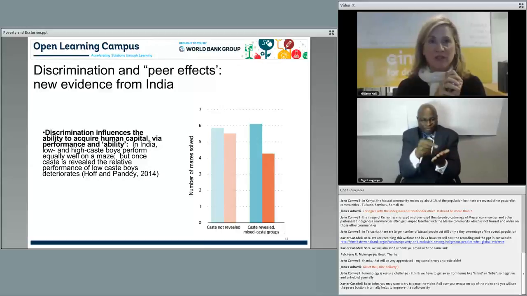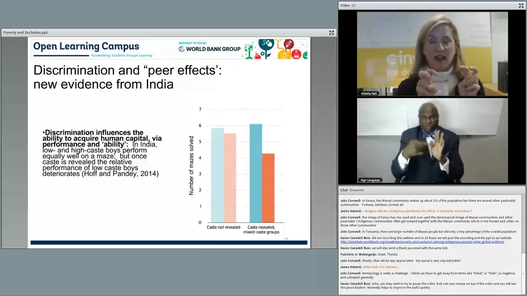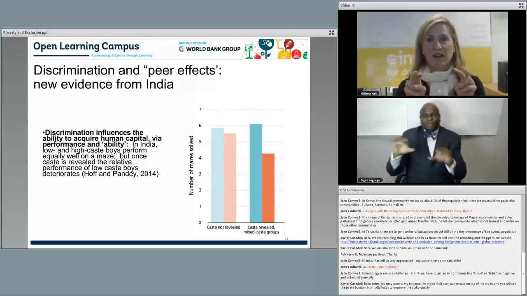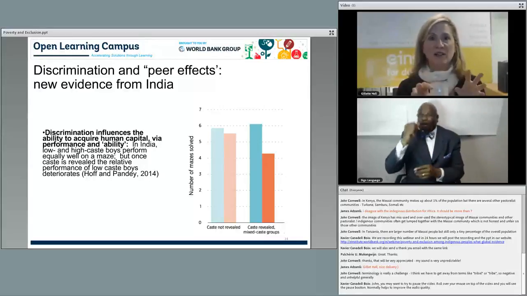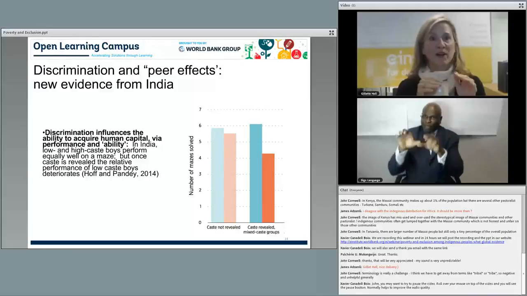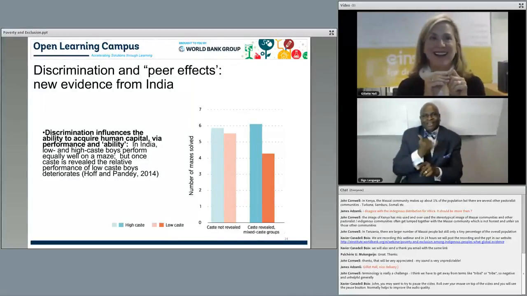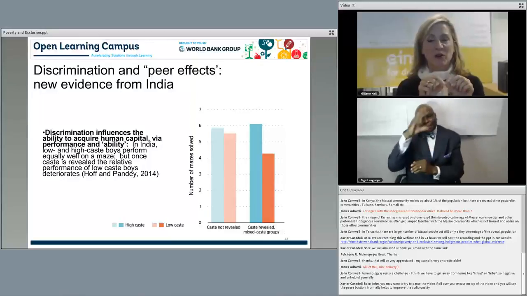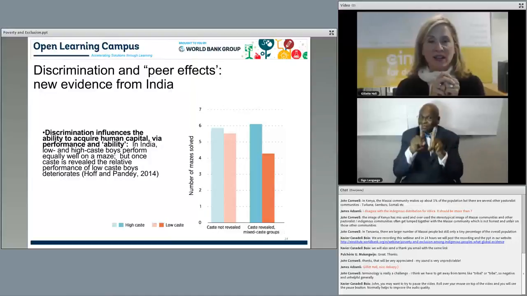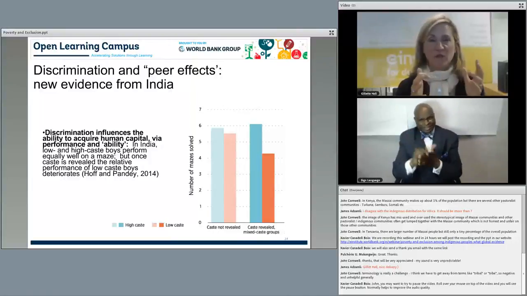However, when you conduct the test by revealing caste, and it's done by simply reading out a name, which in India is a signal for your caste, the lower caste boys perform much less well on the very same test. So here we have this emerging notion of peer effects.